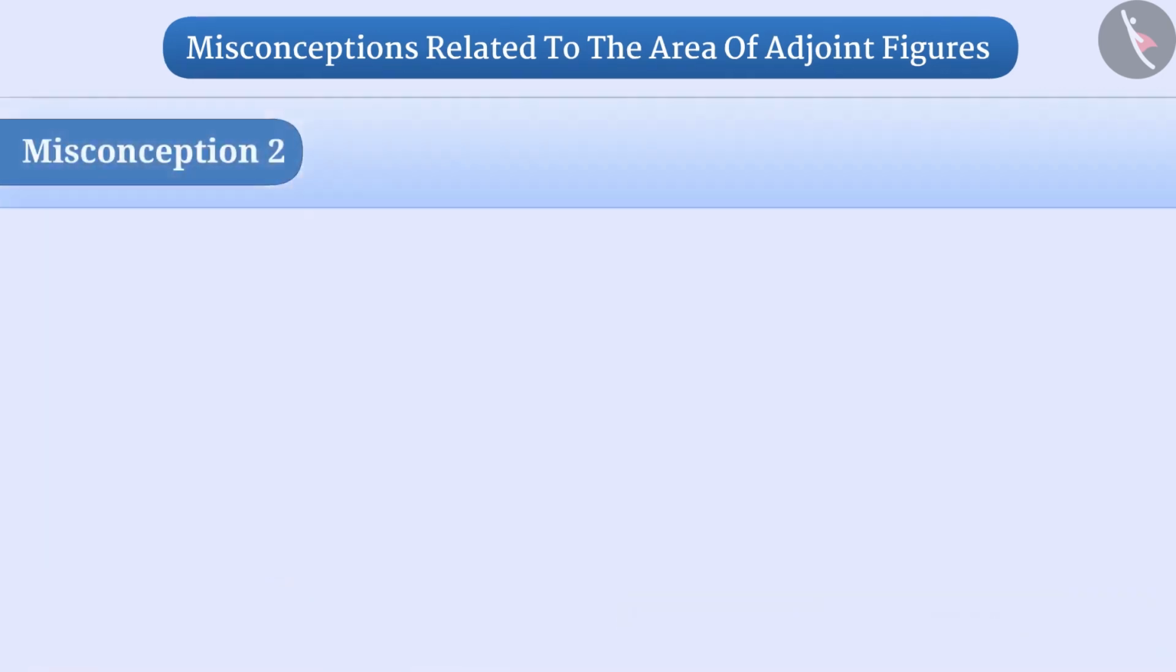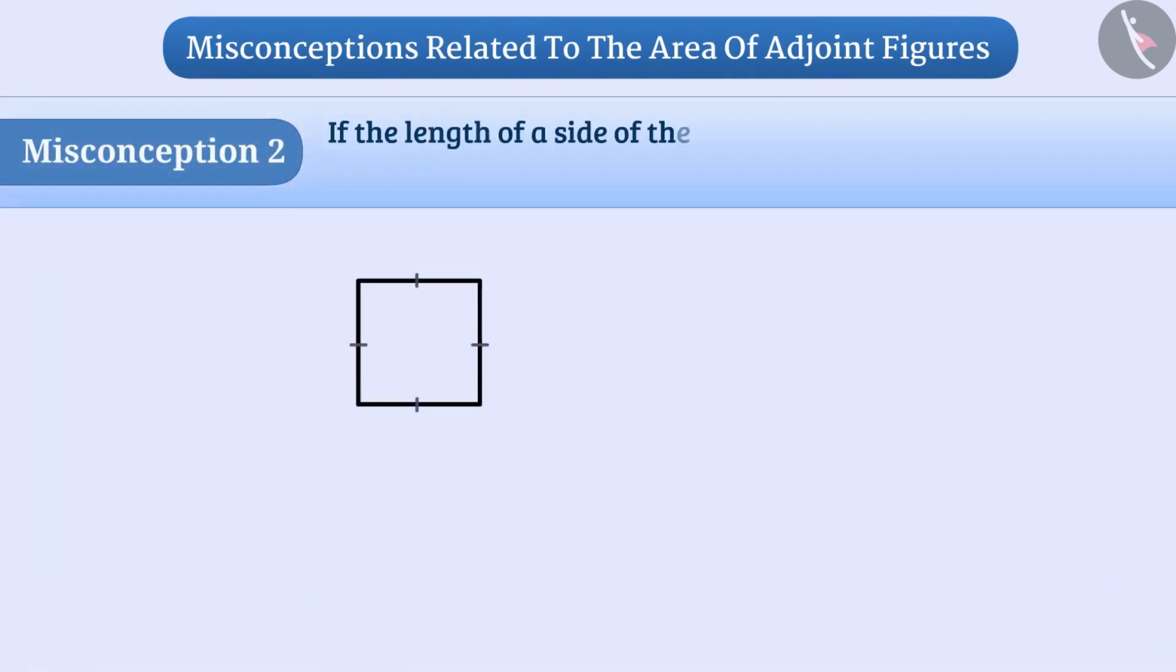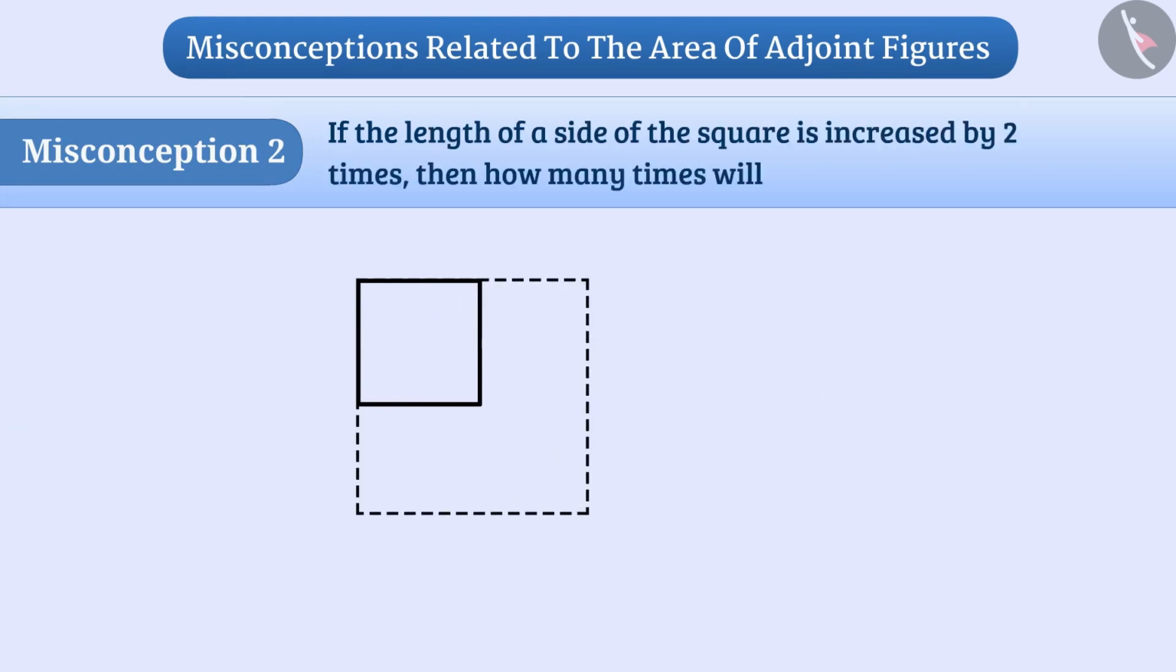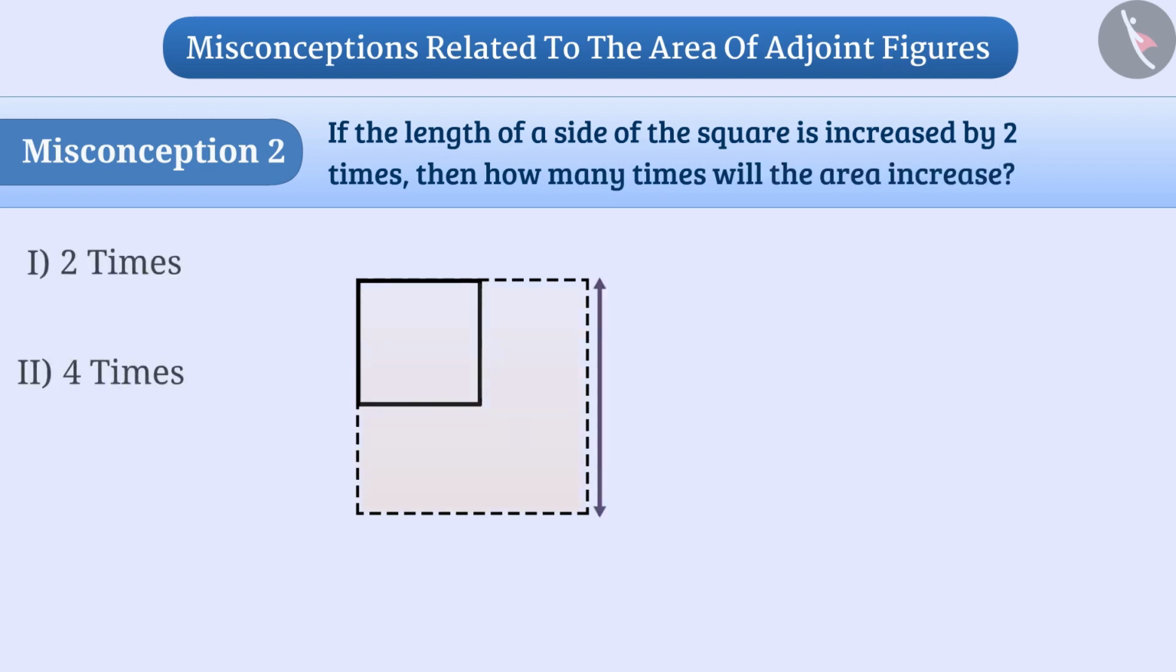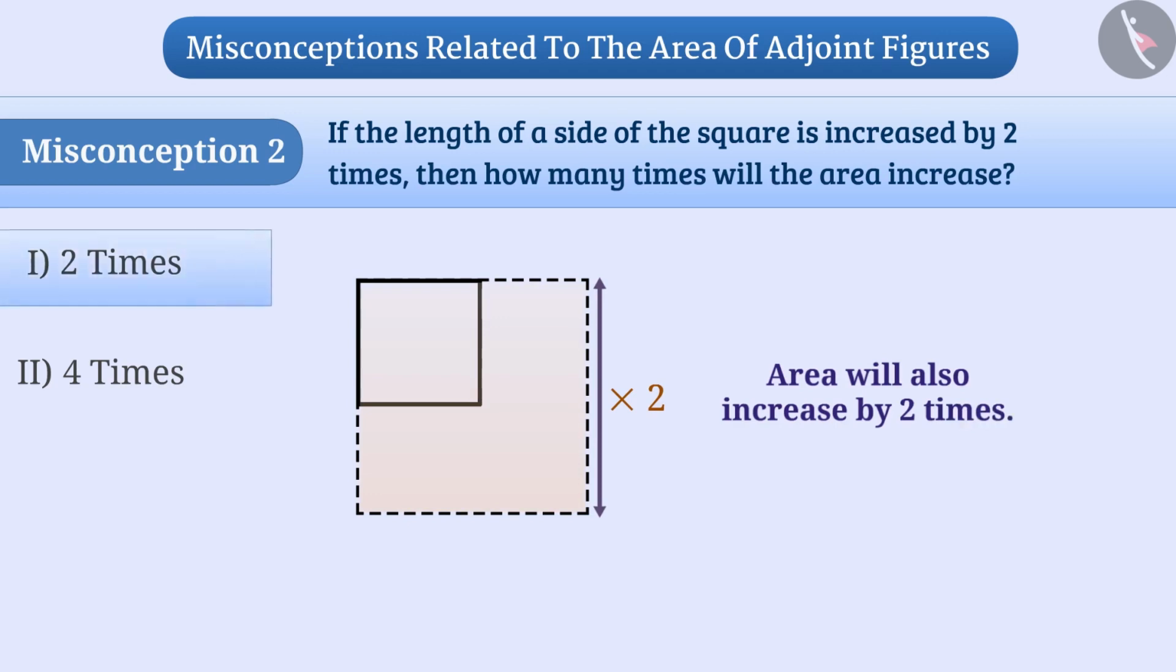Misconception 2. If the length of the side of square is increased by 2 times, then how many times will the area increase? Some children think that by increasing the length of side of the square by 2 times, the area of square will also increase by 2 times. That's why children answer option 1, which is the wrong answer.